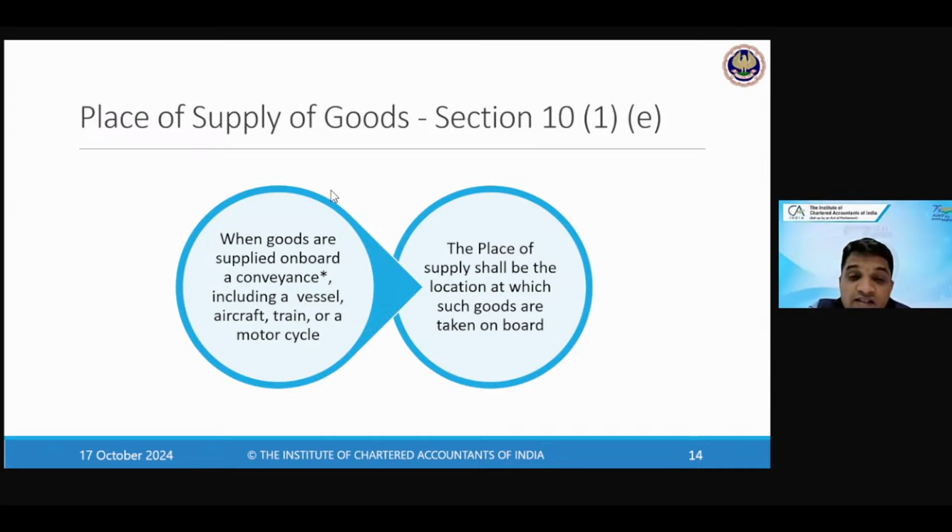The place where the buyer registered his business will not be the place, because the place of supply, as they've said, will be the location at which such goods are taken on board. The place where he's boarding will be the place of supply. So in my example, the train moved from Delhi to Mumbai. Goods by the caterer were loaded in Delhi itself. Now I have got in at Mumbai and the train is moving towards Bangalore. So what is the place of supply in such a scenario?